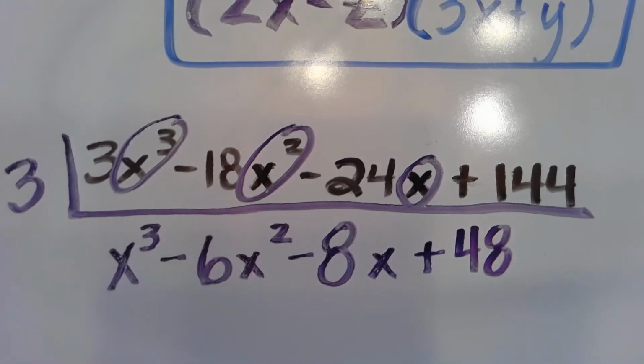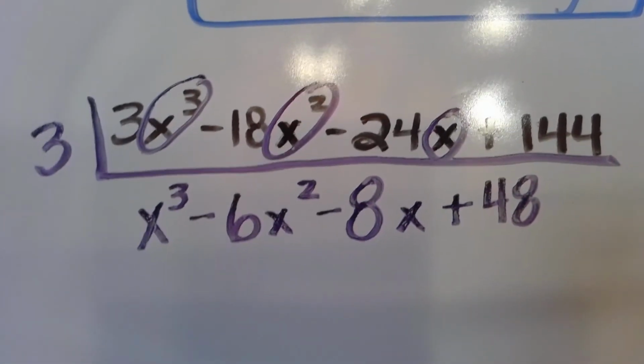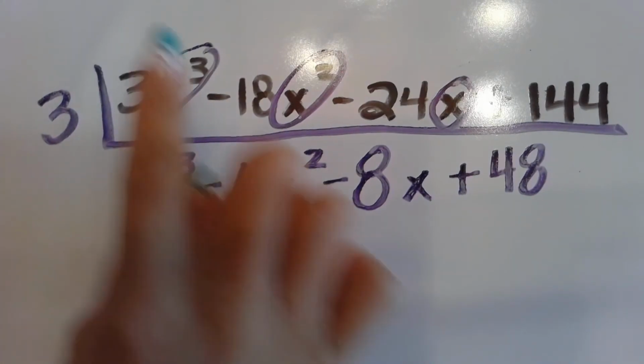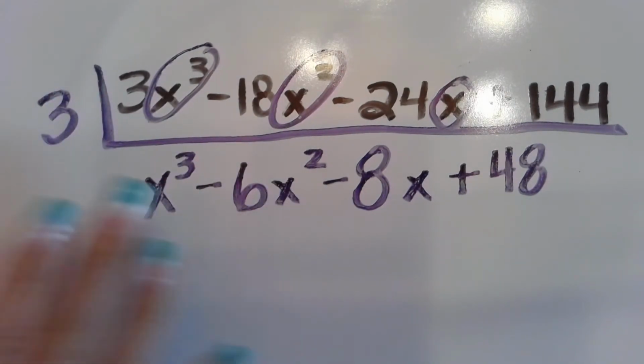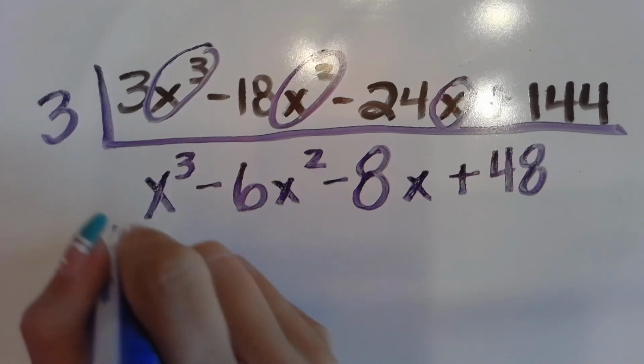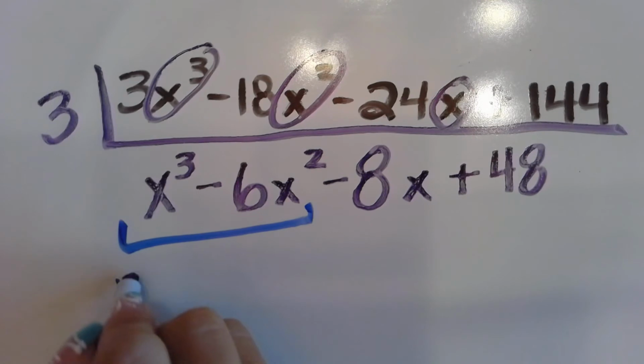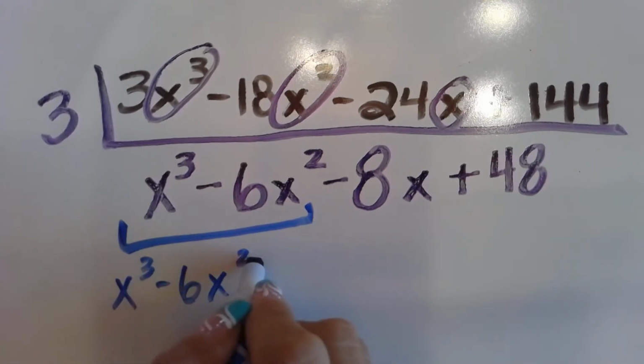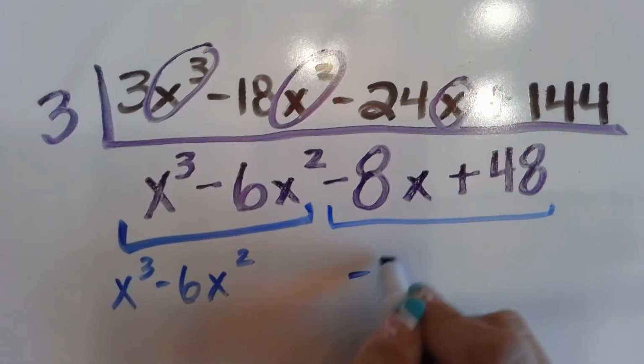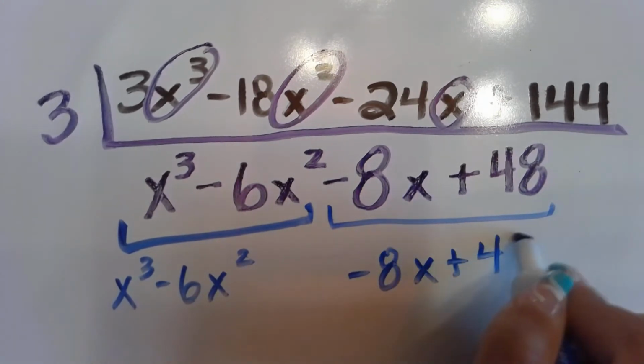So let's go ahead and say, now, do we have anything else? Do we have any more GCFs in here? No, we don't. So now we can actually go ahead and break these two pieces down, okay? I definitely wanted to show you guys one with a GCF in here because I know I always tell you look for the GCF because it does happen sometimes. So let's go ahead and break them into two pieces. So we have x to the third minus 6x squared, and then we have this piece here. So we have negative 8x plus 48.